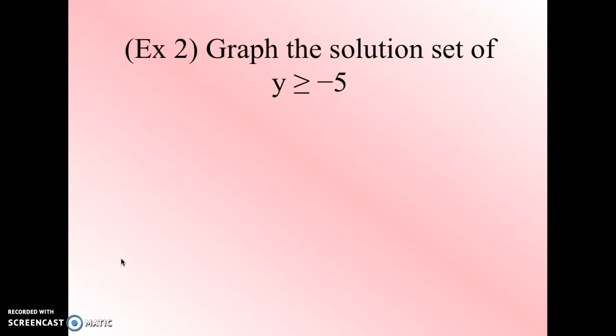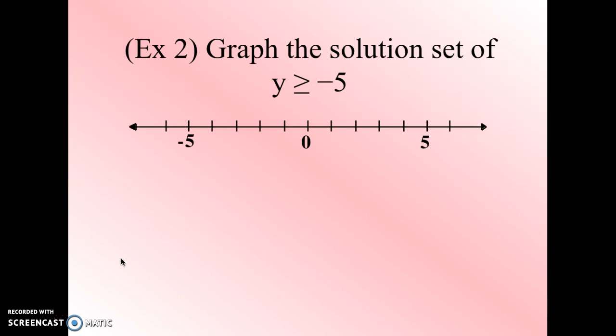In this next example, we have y is greater than or equal to negative 5. Again, draw a number line. When I have a negative number, I often like to include the number 0 in there to give me some perspective of where's the negative, where are the positives, and where's 0.